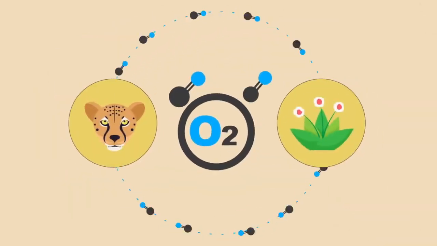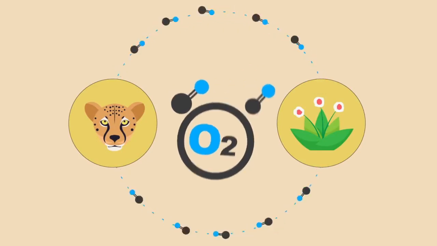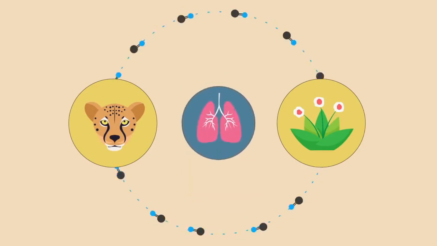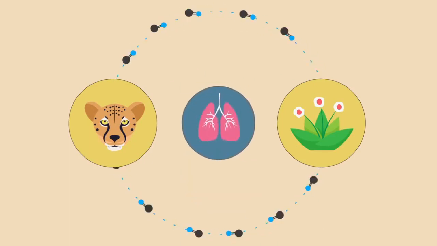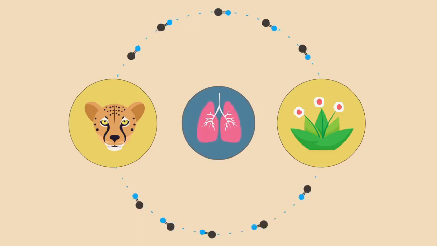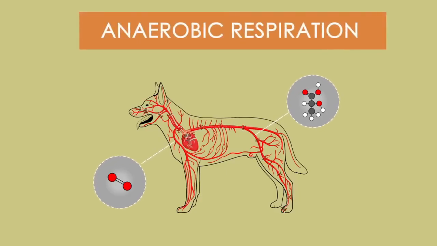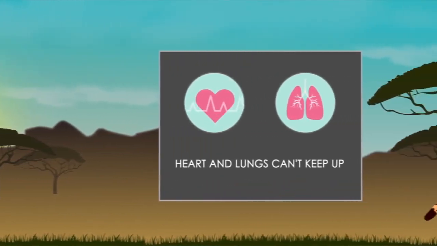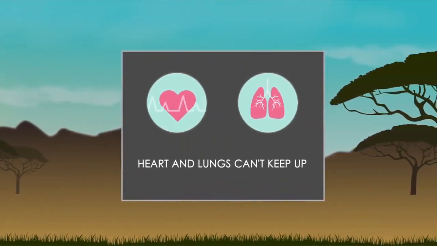Sometimes animals and plants can't get enough oxygen to respire aerobically, such as during intense exercise, but they still need to respire to survive. After all, everything relies on respiration for energy. Luckily, there is a backup plan, anaerobic respiration. In this video we are going to have a look at anaerobic respiration in both animals and plants. Starting with animals, a cheetah sprinting to catch some prey cannot take in enough air and blood around the body fast enough for aerobic respiration. The heart and lungs can't keep up, so anaerobic respiration is carried out instead.